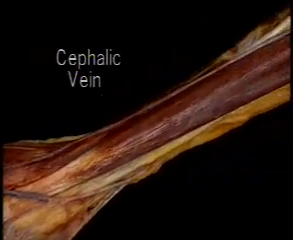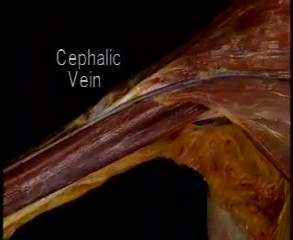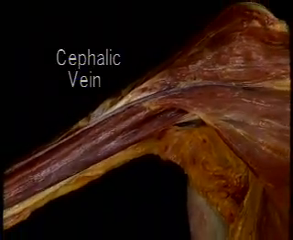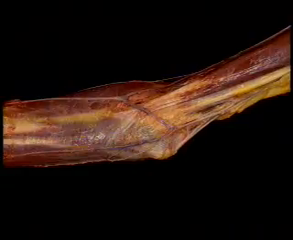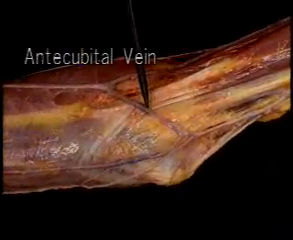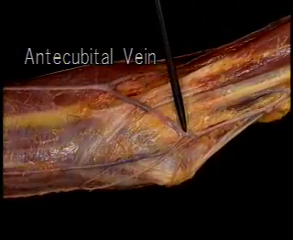The cephalic vein stays at a superficial level as it runs up the arm over the biceps. At the top of the arm, it lies between the deltoid and pectoralis major. The large vein crossing the front of the elbow is the antecubital vein. It crosses from the cephalic to the basilic vein.